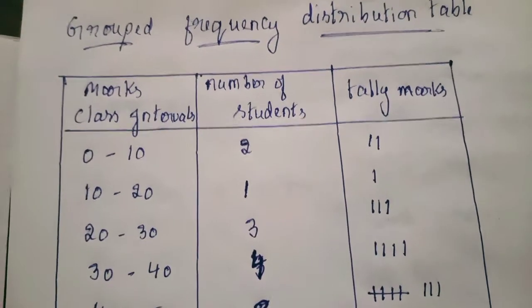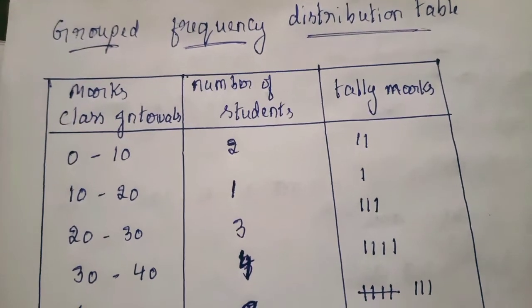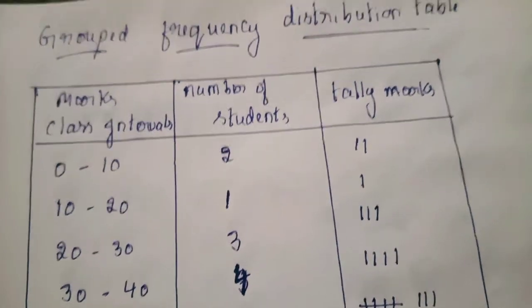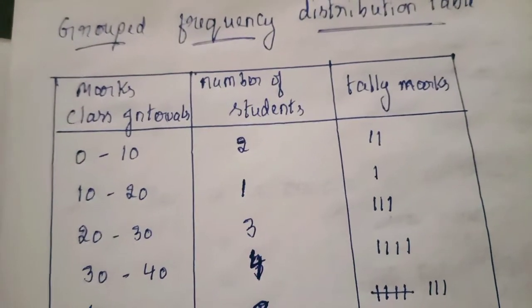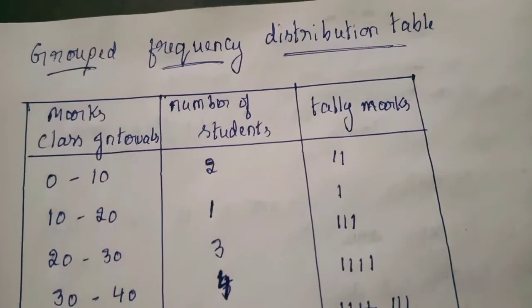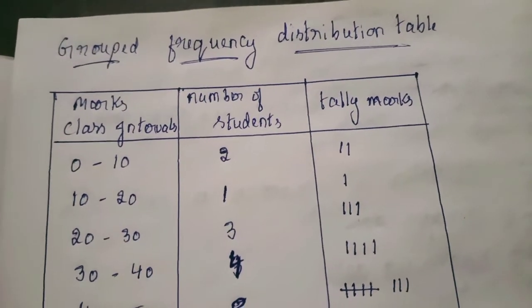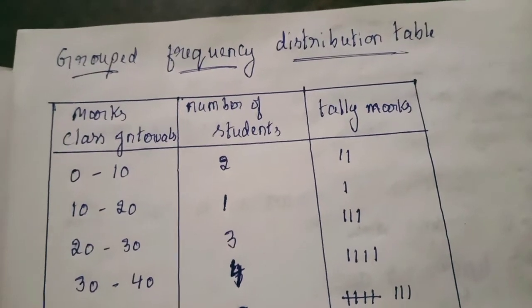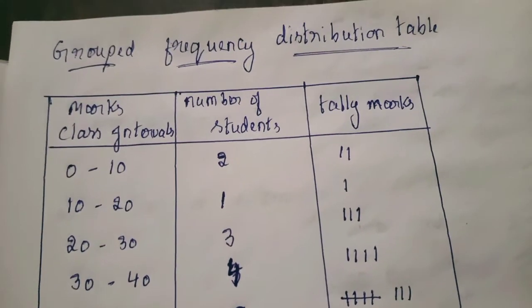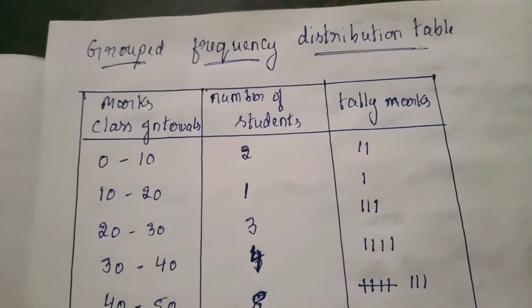In the previous video, I explained all about the ungrouped frequency distribution table. Now, we already have the ungrouped frequency distribution table and we know how to find the mean from it. Then you may ask one question: what is the necessity to convert an ungrouped to a grouped frequency distribution table? This is the most important point you have to know.